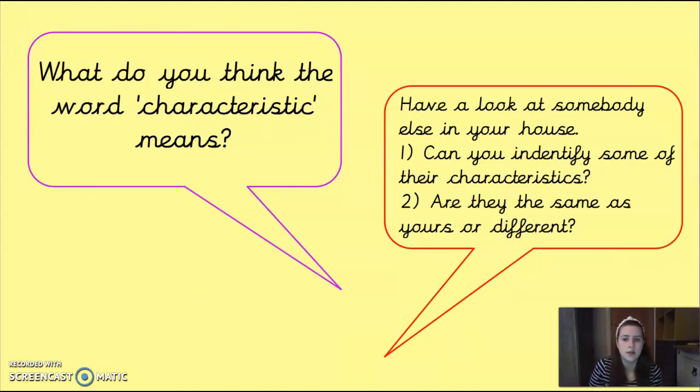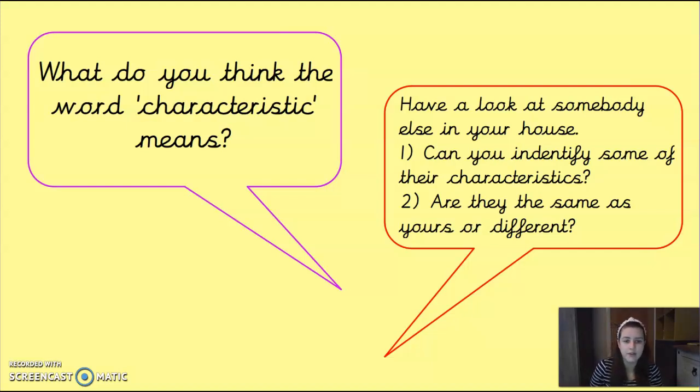So what do we think the word characteristic means? Now the word characteristic means something that you have got. So it might be a characteristic of yourself is that you've got blue eyes. It might be that you have blonde hair. So those sorts of things are all characteristics of yourself.